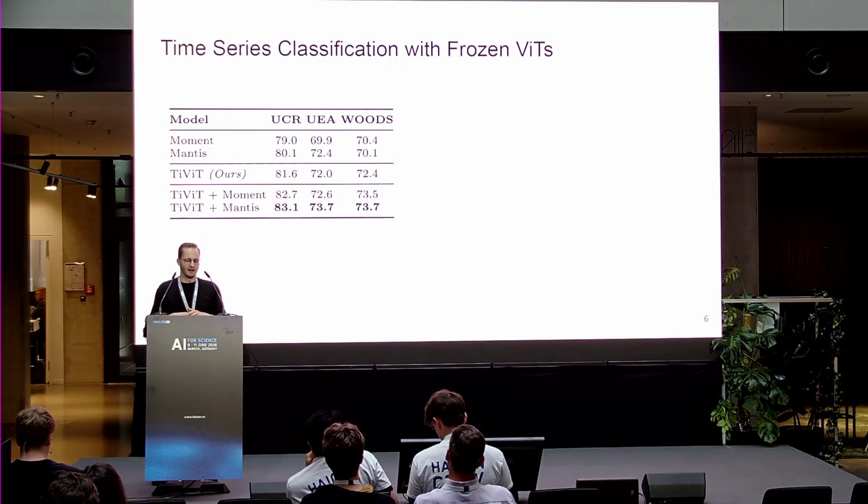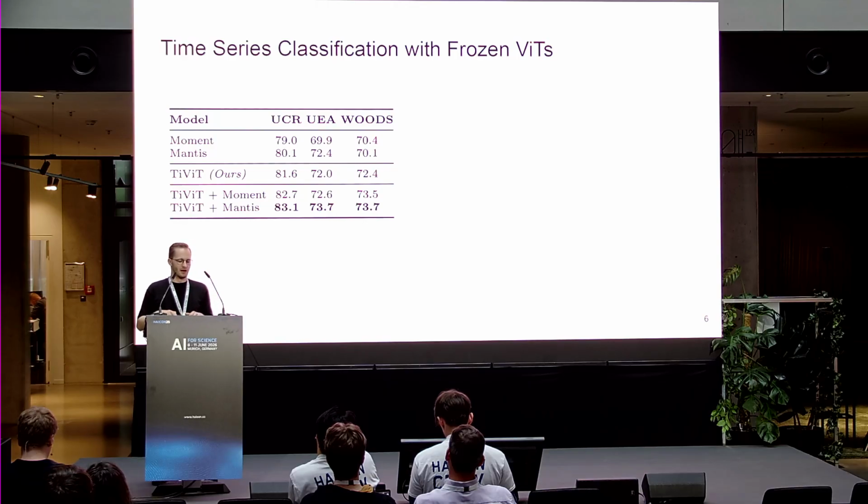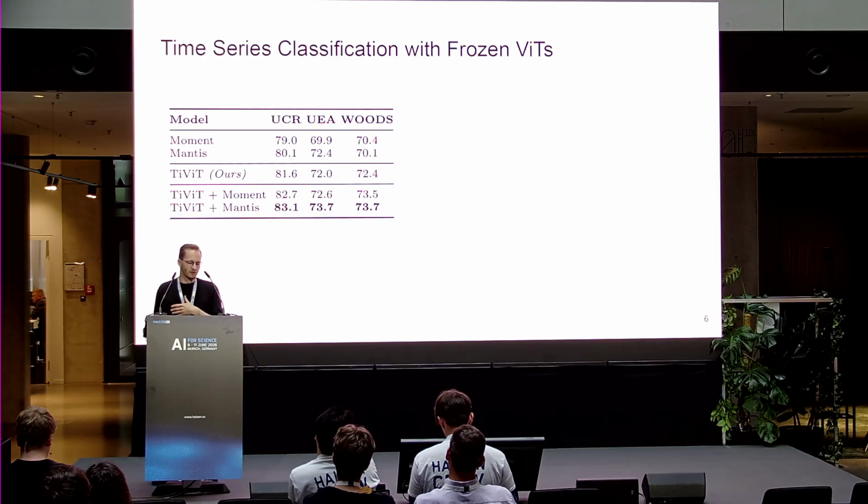Now, what is the performance that we can achieve with TiViT? Here, we evaluated on the UCR collection. It's 128 univariate datasets, and also on UEA and Woods, which altogether comprises around 30 multivariate datasets. You can see that our method TiViT performs or outperforms most of these time series foundation models, Moment and Mantis, in these settings. And especially when we combine their representations, they achieve top performance across all of these datasets. And combining here means that we simply concatenate representations of TiViT and time series foundation models before we forward them into a classification head.